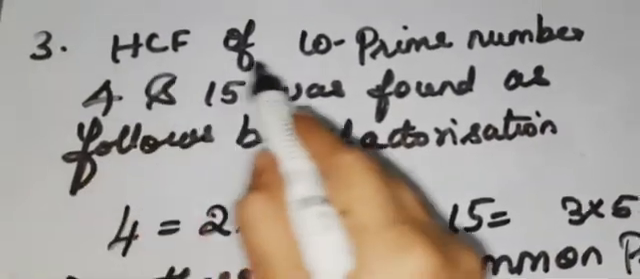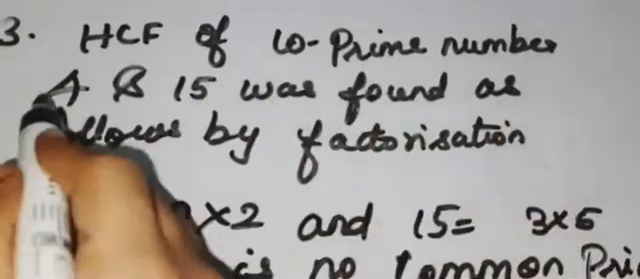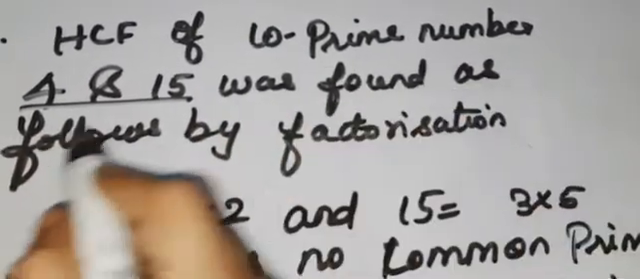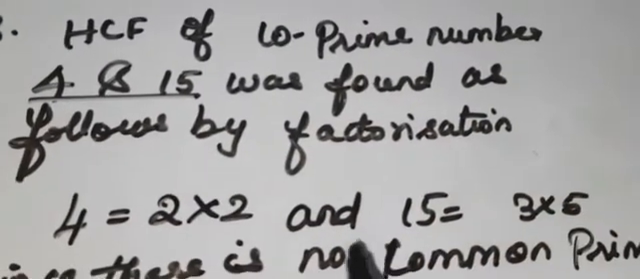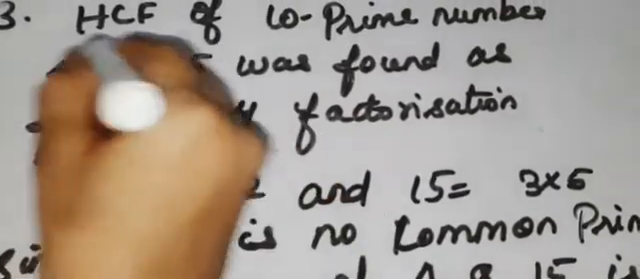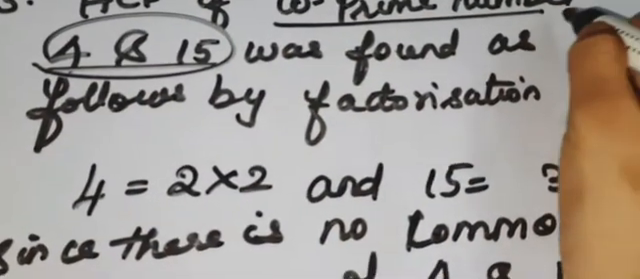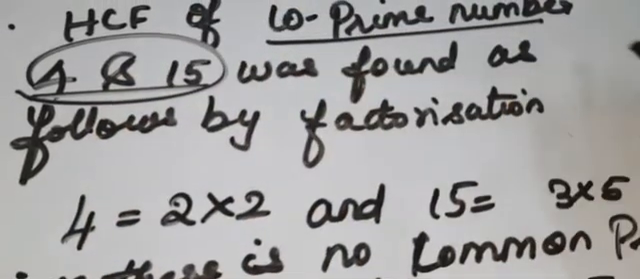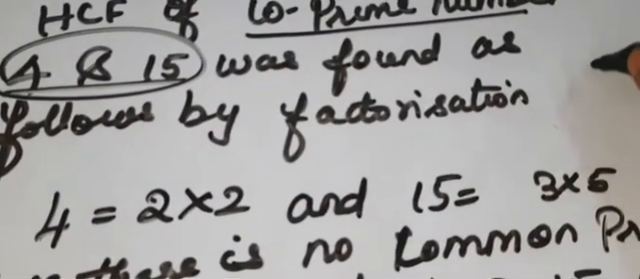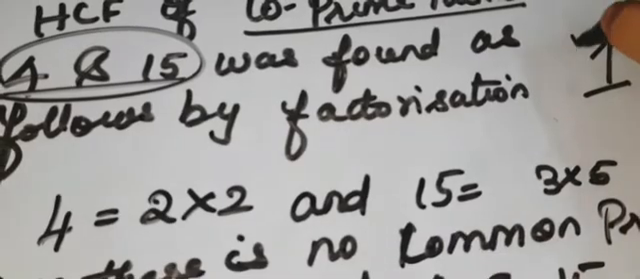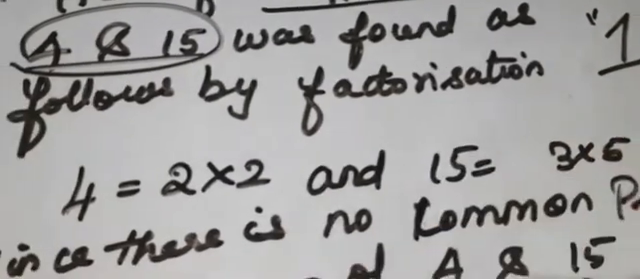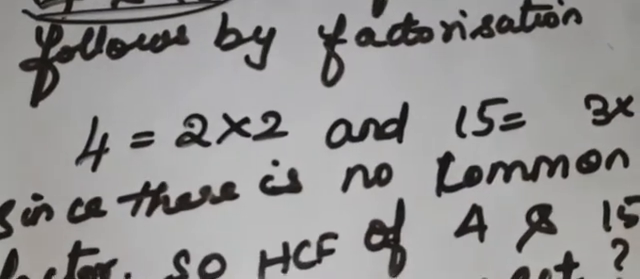Third problem. The HCF of co-prime numbers 4 and 15 was found as follows by factorization. Here they have given the first hint itself: HCF of co-prime numbers. A co-prime number means it will have the common factor 1. So keep this in mind, students, because here is a tricky part of that question.